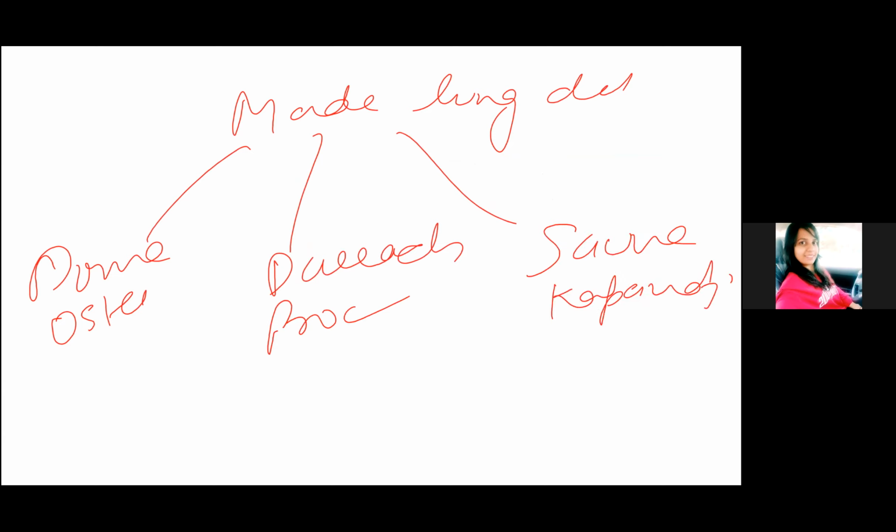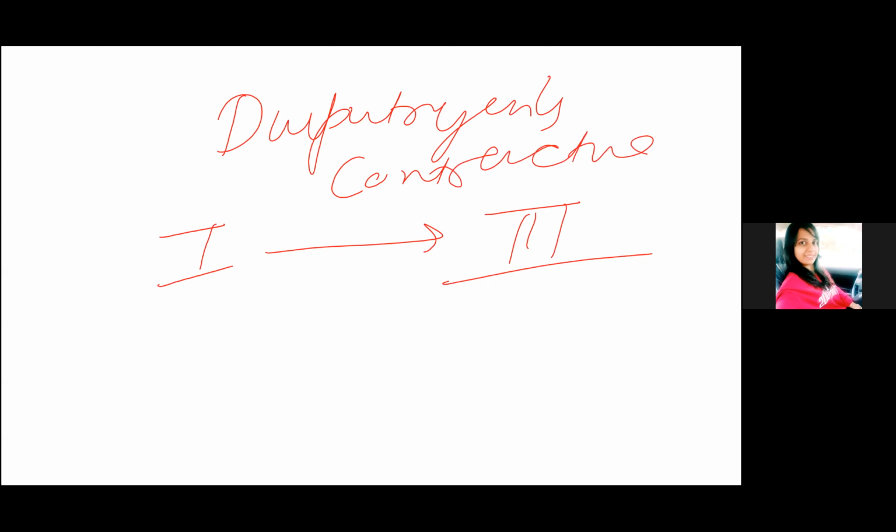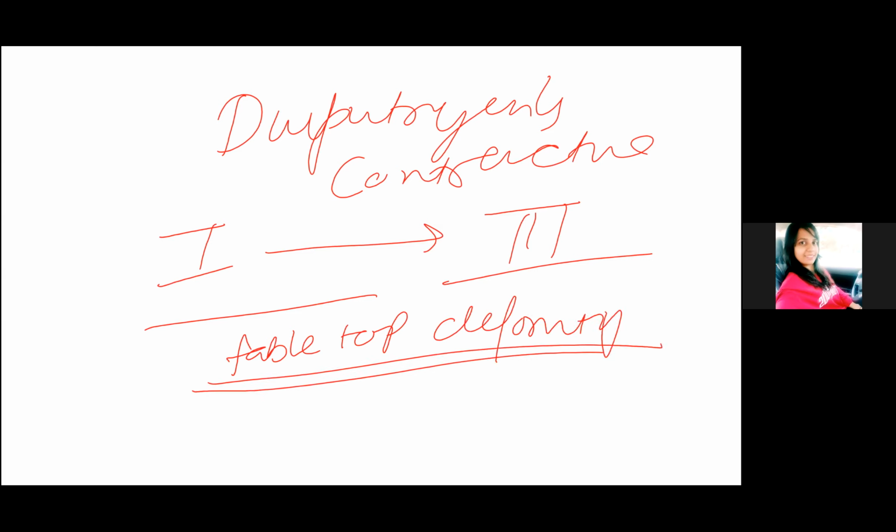So the next topic is Dupuytren's contracture. In Dupuytren's contracture, what happens? There is a change of collagen 1 to collagen 3. There will be tabletop deformity. What is the tabletop deformity? If you see tabletop deformity in patients with Dupuytren's disease, you will do surgical treatment. So there is the tabletop deformity.